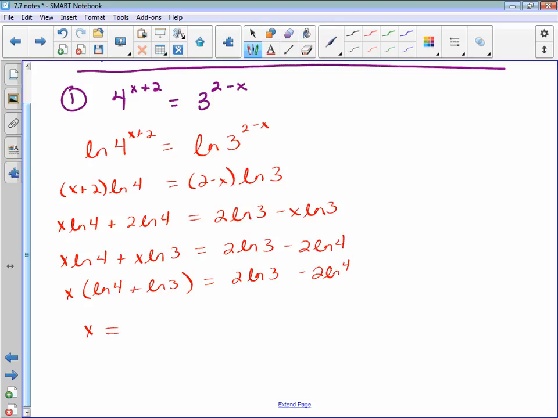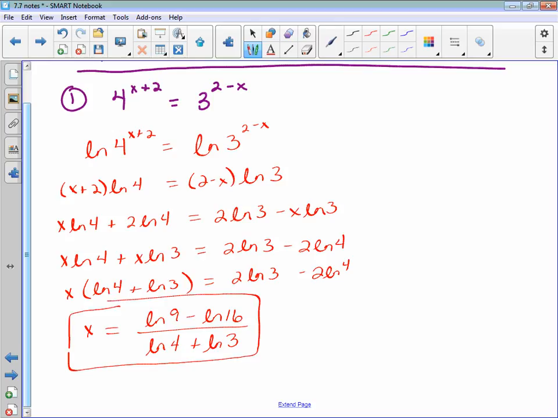Yeah, so this is really natural log of 9 minus natural log of 16. Do you agree with that? All over natural log of 4 plus natural log of 3. I am completely fine with that answer. If you simplified more, you could tell me natural log of 9 over 16 over the natural log of 12. You guys see the condensing there? Okay, that's also correct. So either of those work.